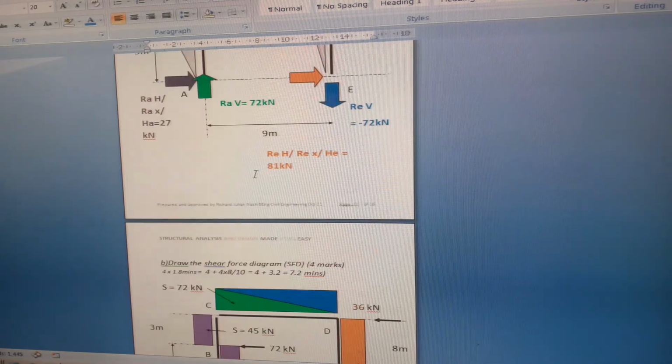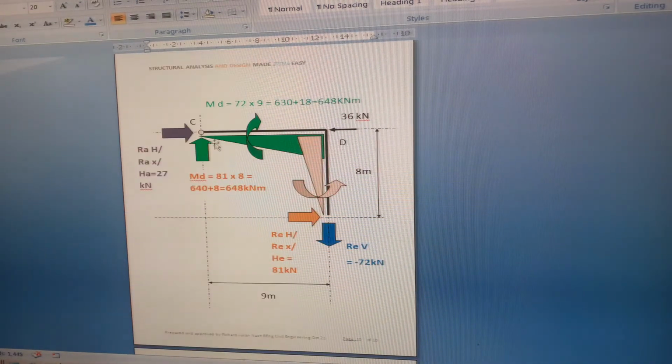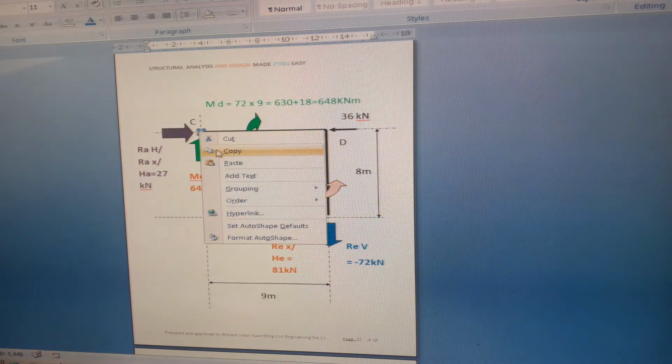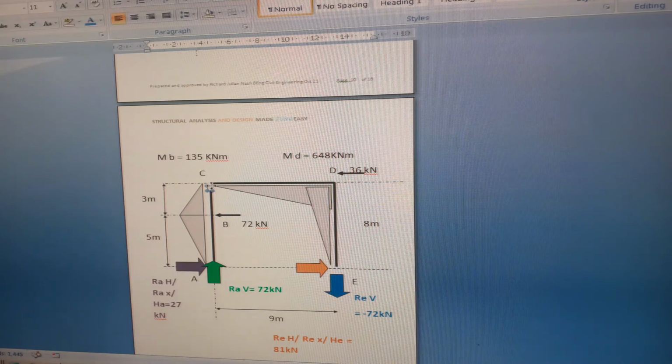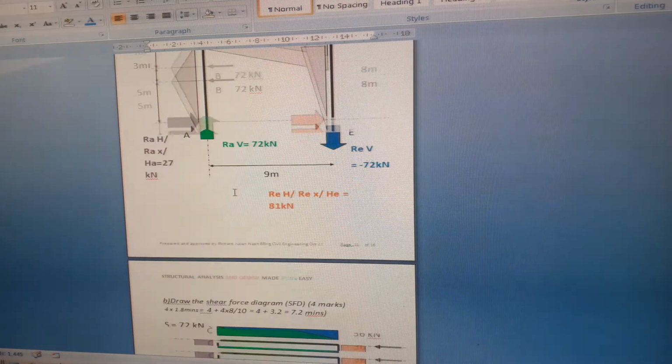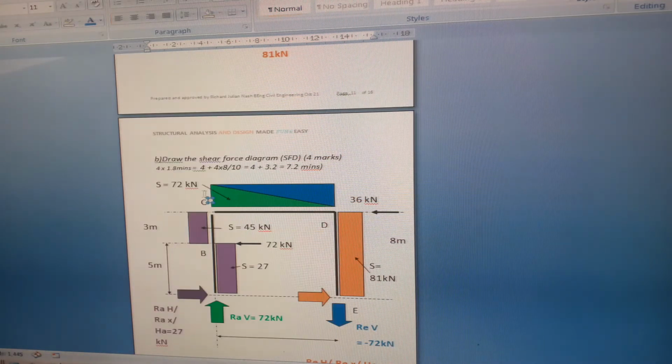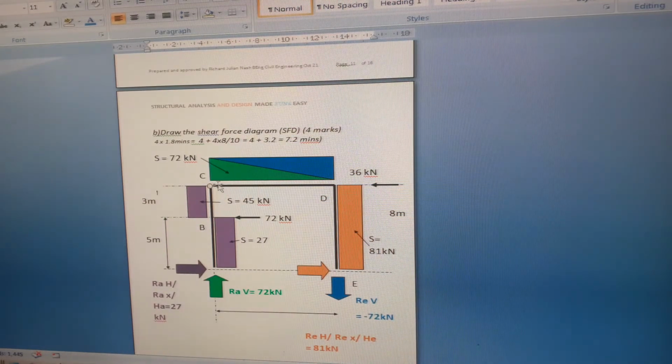There's a pin there. Just need to put that in there. There's a pin there, and the pin this one. So the shear force in CD is the vertical reaction. The vertical reactions from A and E, so it's 72 kilonewtons. So it goes up, along, and then down.